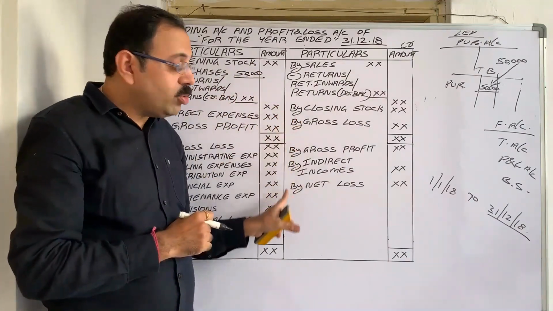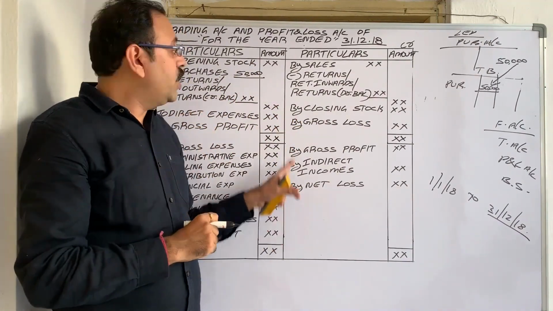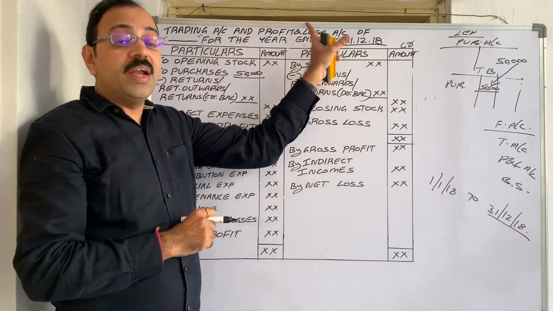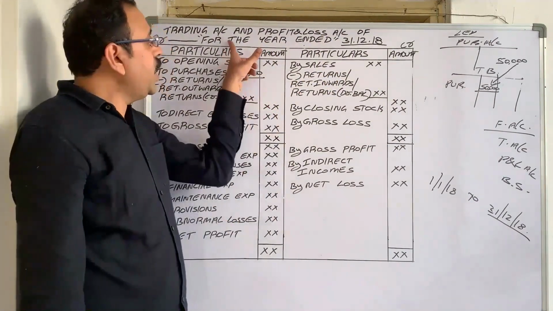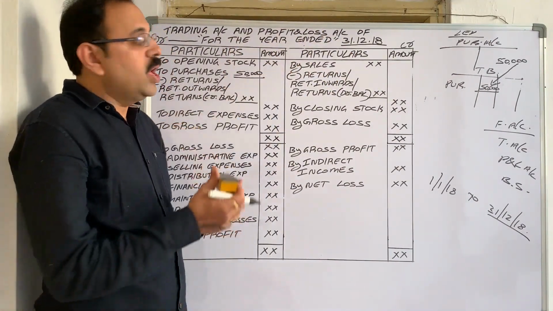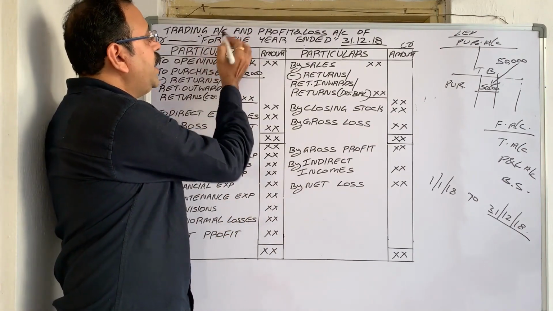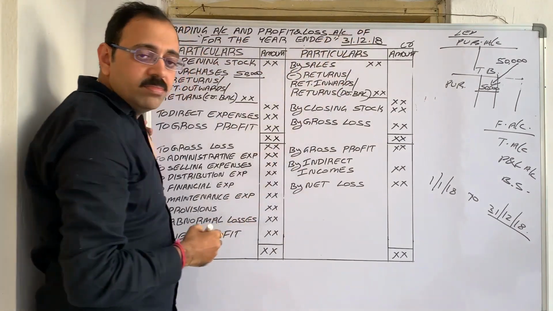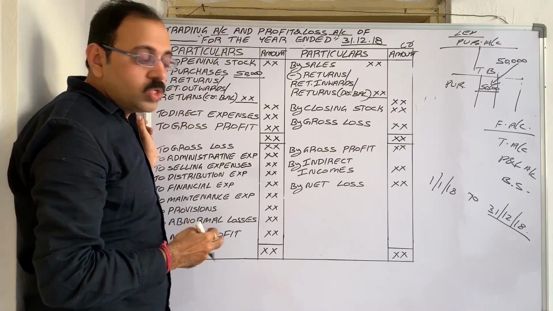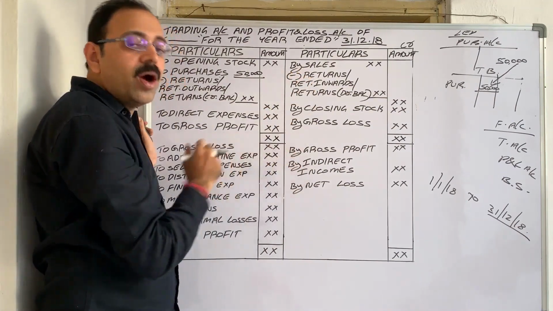These are not the values of a particular date. Therefore, we use "for the year ended." Trading account, profit and loss account. Observe, we are adding the word "account" to these two statements. So these two are basically accounts.